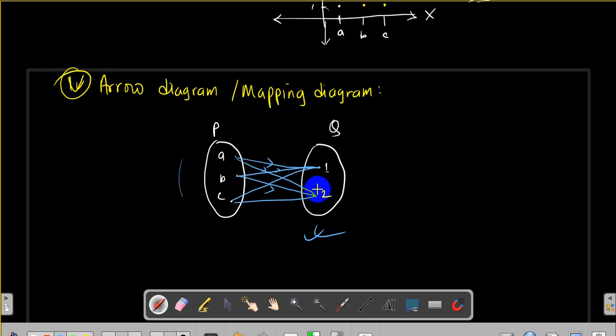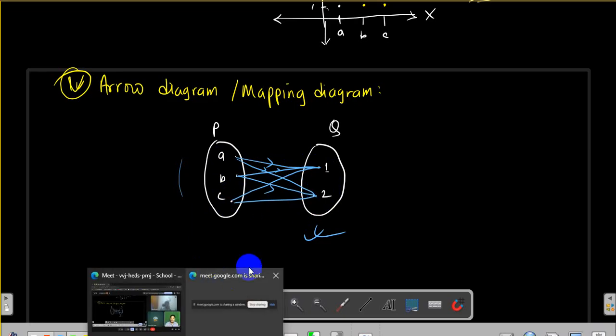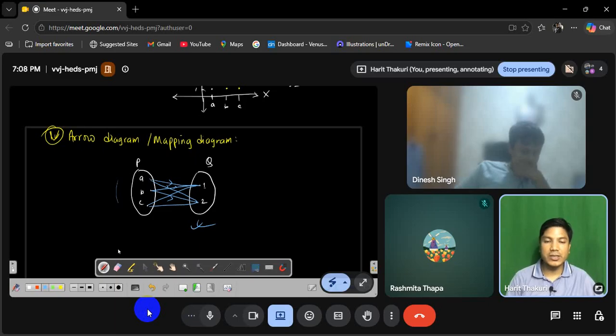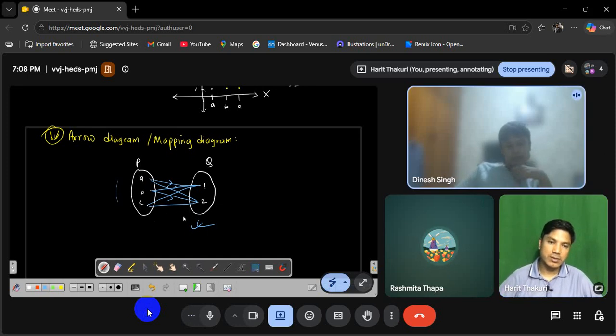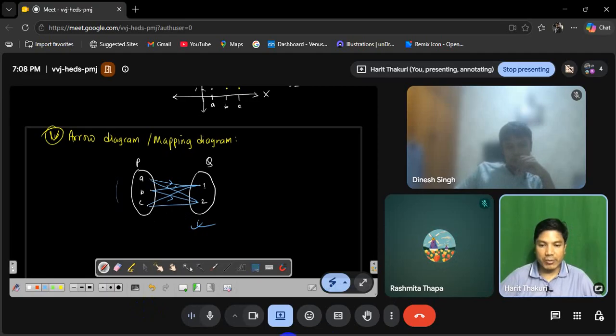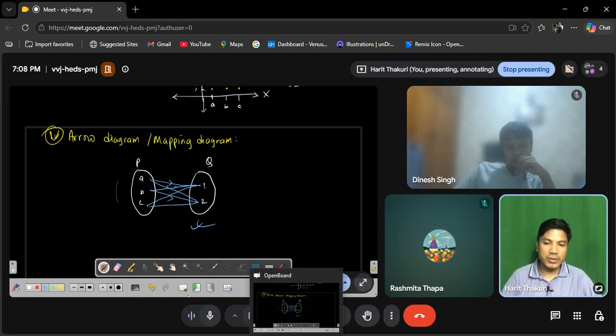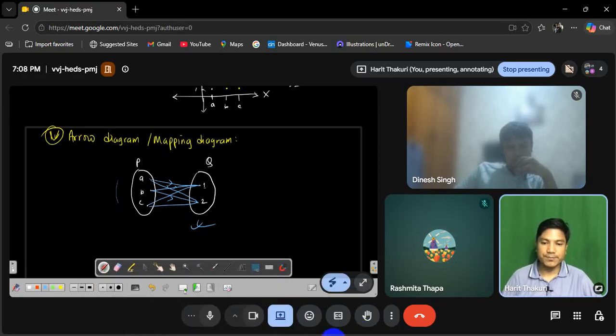In this way, all the elements of set P should be connected with the elements of set Q. Do you have any questions on this? No, sir. Okay. If so, then I'll give one question. You should do it by yourself.